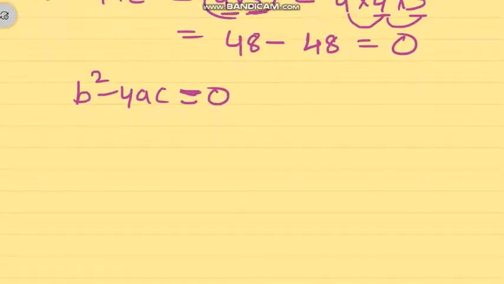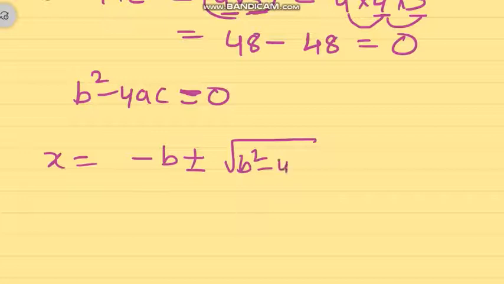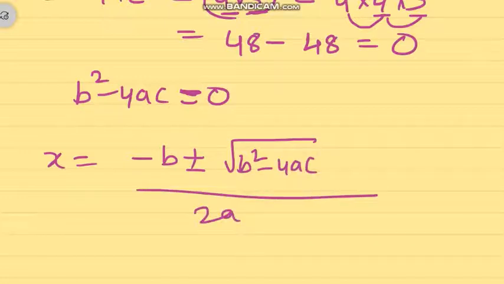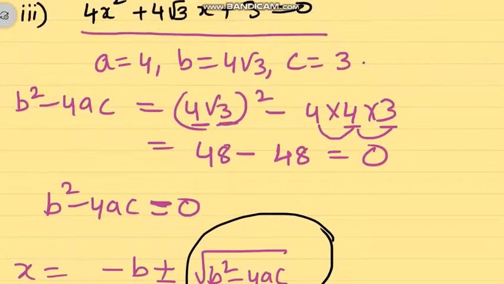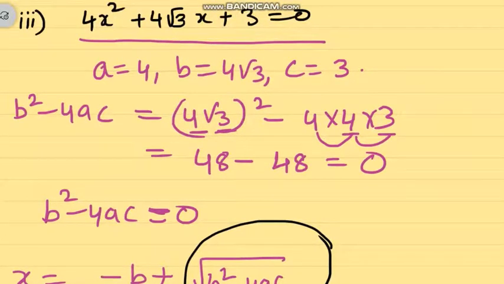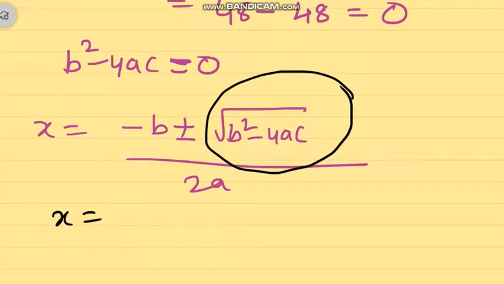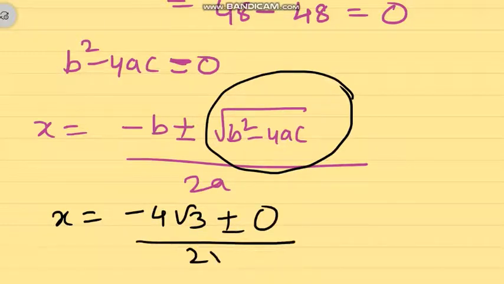Now let us put it in the formula. Now x will be equal to minus b plus or minus root b square minus 4ac by 2a. You have just calculated b square minus 4ac is equal to 0. So x will be equal to, what is your b? b is equal to 4 root 3 and a is equal to 4. So let us put minus 4 root 3 plus or minus 0 by 2 into 4.